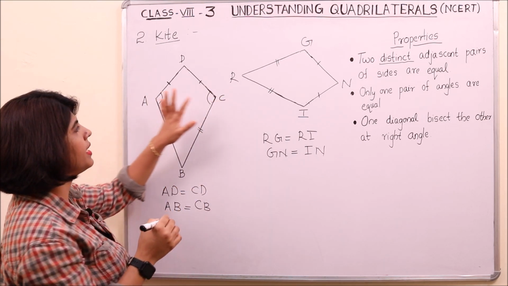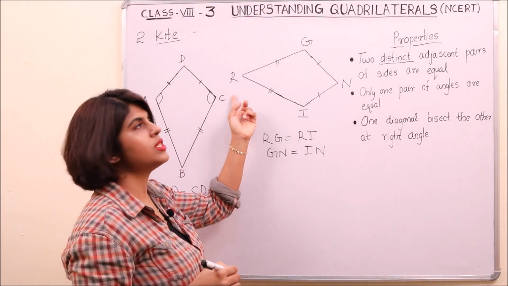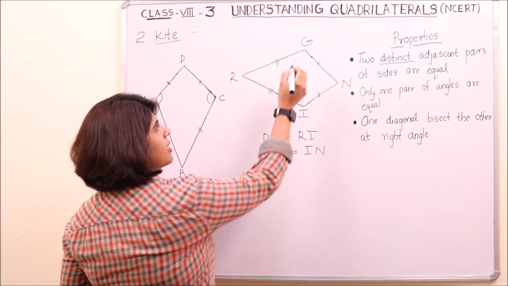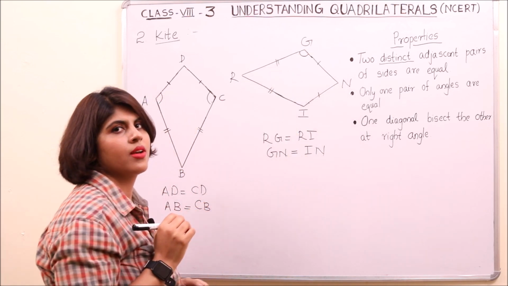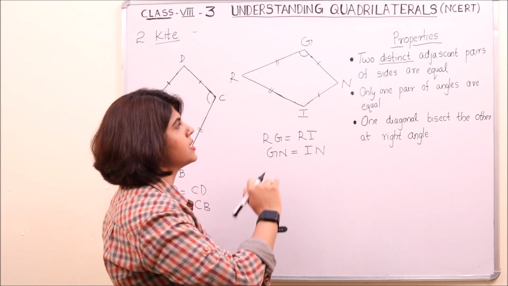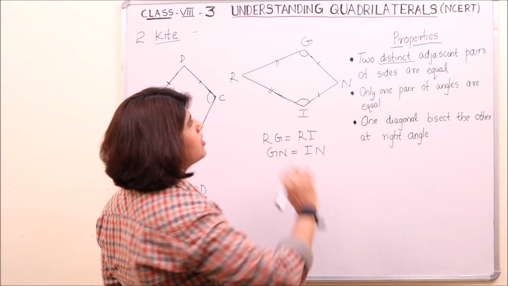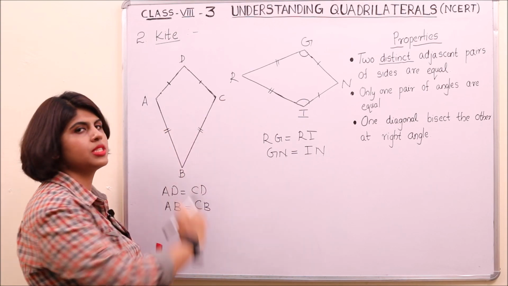That is, angle A equal to angle C. Similarly, in this figure, which are the unequal sides? That is RG and GN. So the angle between the unequal sides, or angle included between the unequal sides, here angle G and angle I are equal. Okay, we can prove this second property with the help of this figure.